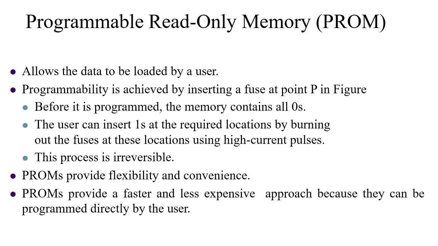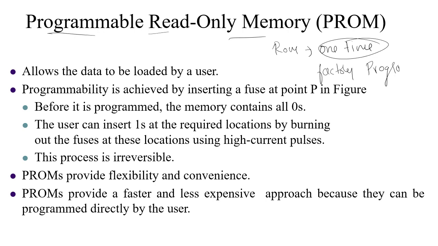The next version of memory is programmable read-only memory. The drawback in case of ROM is that it is one-time programmable, or it is not even one-time programmable, it is factory programmed. We call it factory programmed. That means the fuse that is present at the point P in the figure is burnt during the manufacturing stage itself.